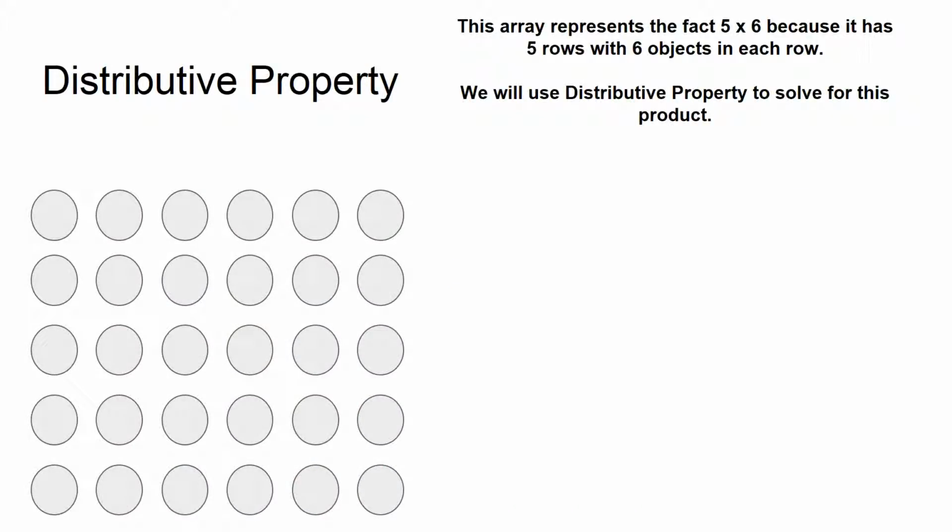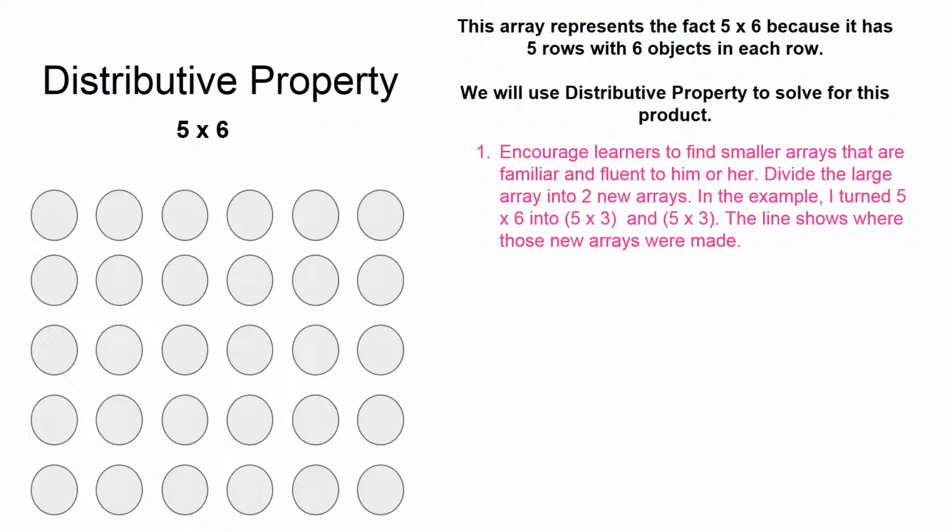So, best way to do this is to look at an example. This array represents the fact 5 times 6 because it has 5 rows with 6 objects in each row. We're going to use the distributive property to solve for the product. The first thing that you want to do is encourage learners to look for smaller arrays that they see inside of the big array.